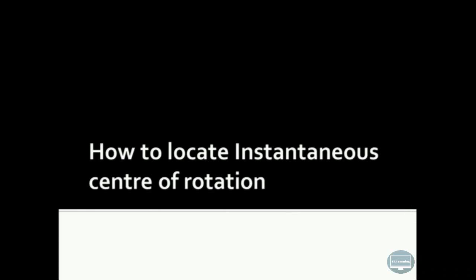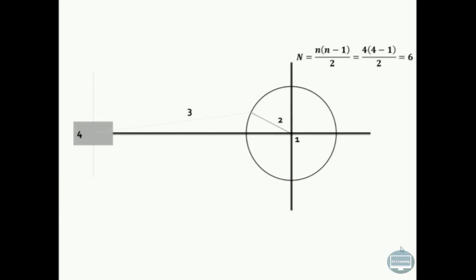So let us try to understand how to locate the instantaneous center of rotation for a single slider crank mechanism. As shown over here, this is our fixed link, this is the crank, the second link, then 3 is the connecting rod and 4 is the piston. Now we'll use the circle diagram method to locate the instantaneous center of rotation.